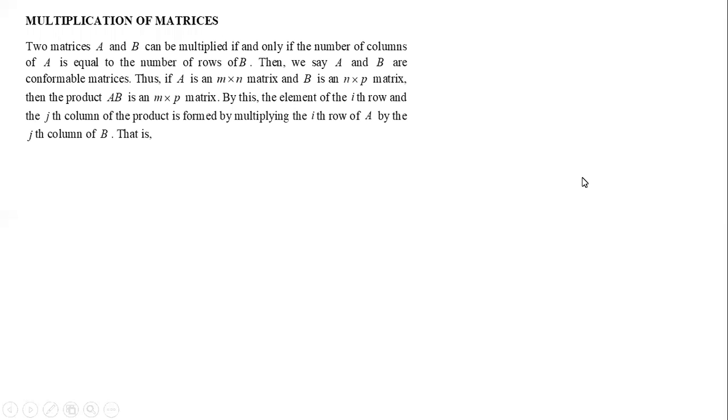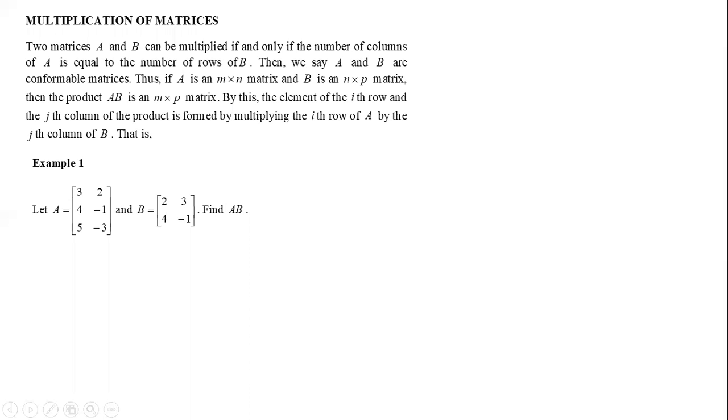For multiplication of matrices, two matrices A and B can be multiplied if and only if the number of columns of A is the same as the number of rows of B. I said for you to multiply two matrices, the number of columns of the first matrix must be the same as the number of rows of the second matrix. That is, if I have matrix A to be 3 by 2, then I can only multiply with B if B is 2 by anything, maybe 2 by 3 or 2 by 4. Now, let's look at an example to showcase this.